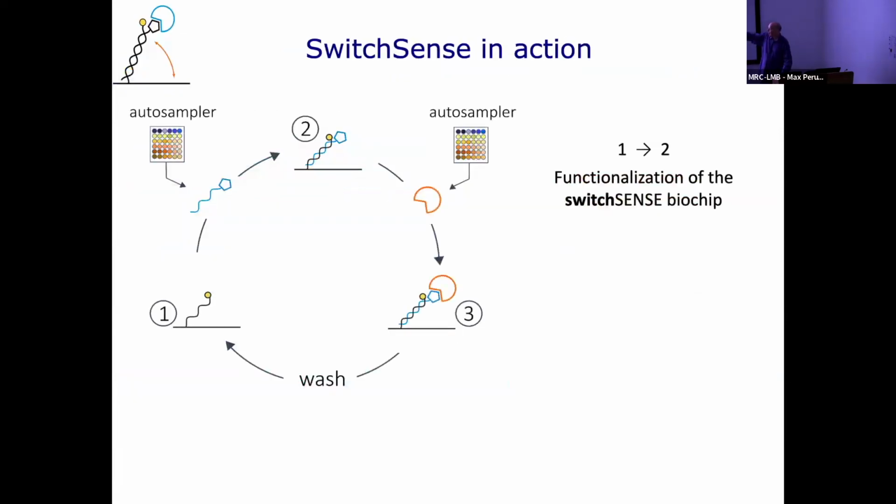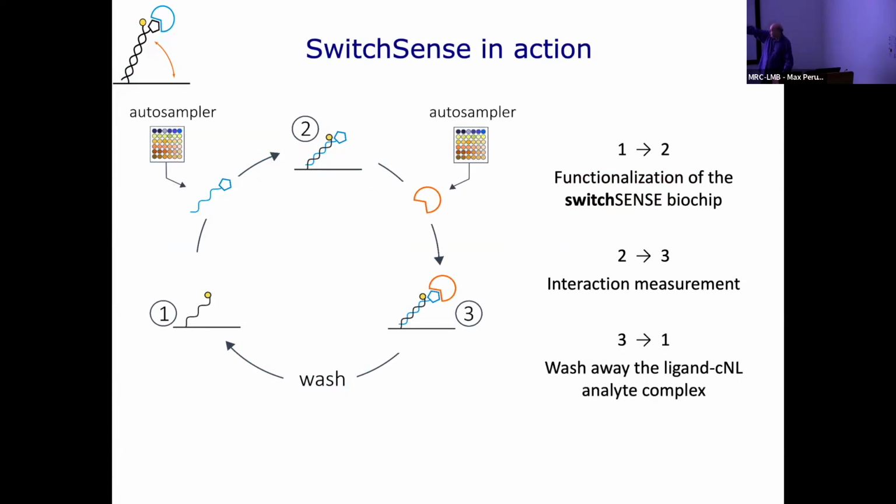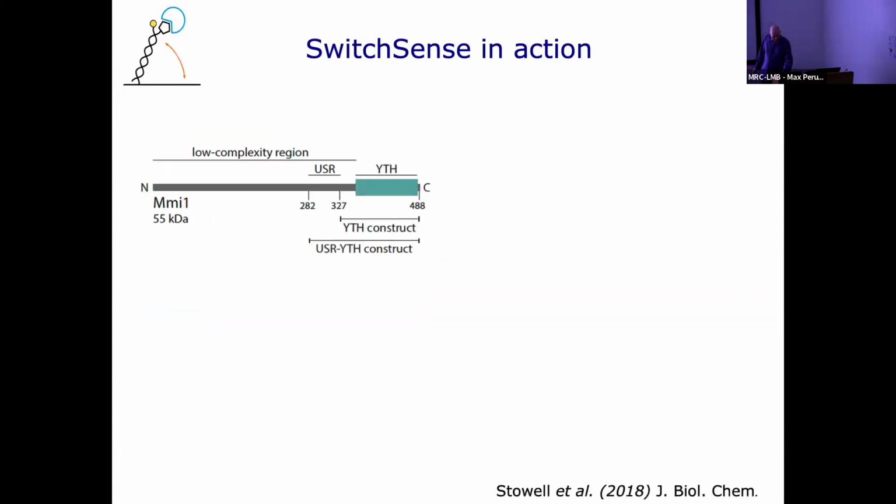Right, for switchSENSE, you start off with a bare nanolever. You flow across your ligand that comes on, and you measure the interaction. And then you can disrupt the nanolever by washing, get rid of it, and start the whole cycle again. So here's an example from the Passmore group. This was James. We have this construct bound to RNA, and this is YTH. And it seemed from bioinformatics that there's an upstream region that seemed to be quite conserved.